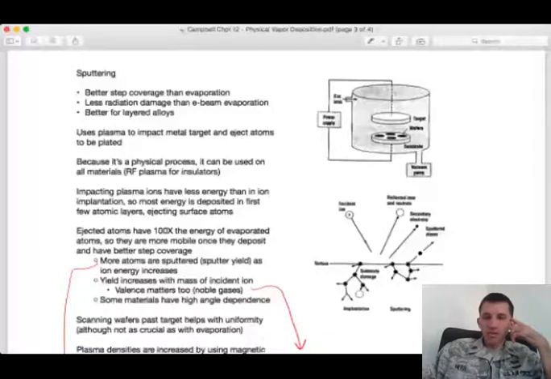Here we have a filament that's driving off electrons that are being accelerated and then turned with a magnetic field, right? And so I can actually use that magnetic field to hit one spot or another. I can have several crucibles that I can move around and heat up at different rates. But this electron beam, if we think about it, has some liabilities.